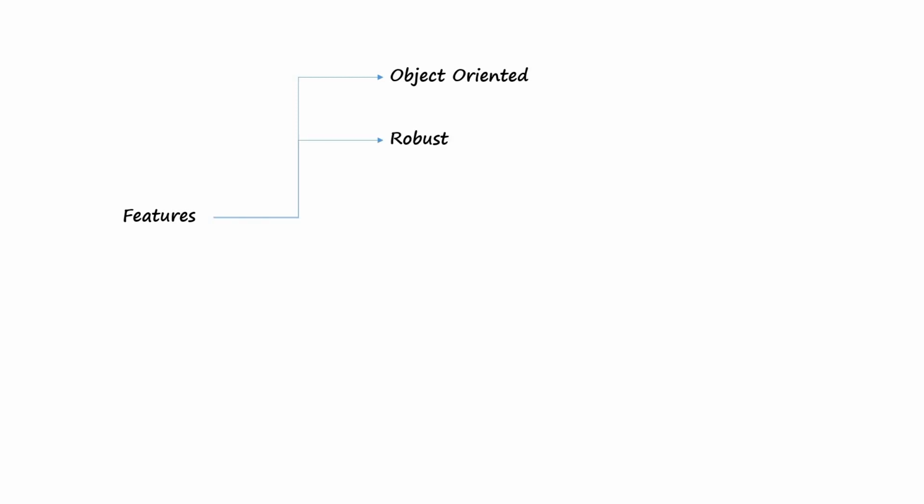Second one is Java is robust. Java has a perfect mechanism to handle errors. Error means unexpected behaviors from your written code.